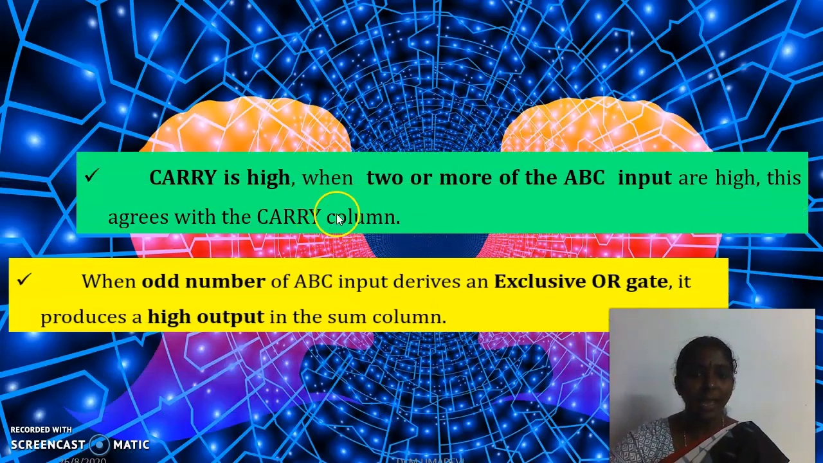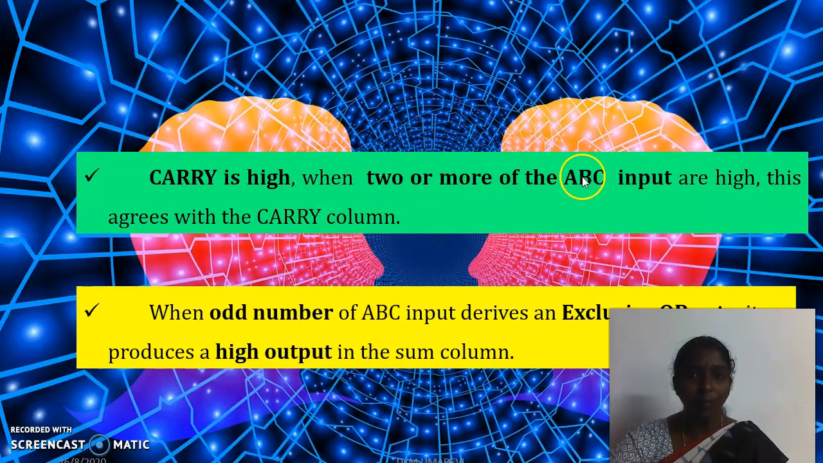So let me repeat: carry is high when 2 or more of the A, B, C inputs are high. This agrees with the carry column. When an odd number of A, B, C inputs drives an exclusive OR gate, it produces a high output in the sum column.